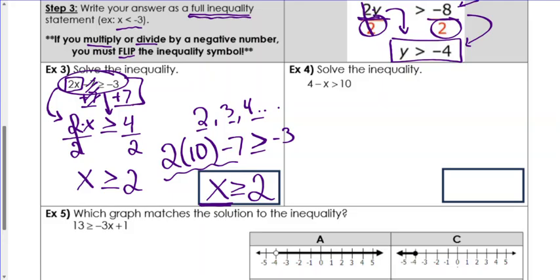All right. Number 4 is written in the opposite order. The x is not the leading term. If you'd like to, you could rearrange this. If you really want to, you could put that negative x in front, the plus 4 on the other side, and then write greater than 10. I'm not going to. I'm just going to solve it as it is.